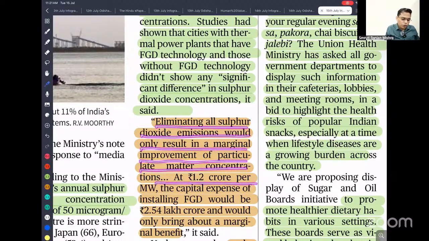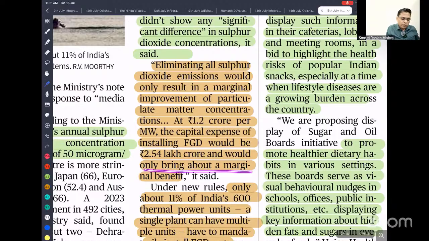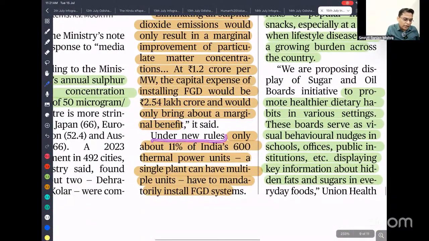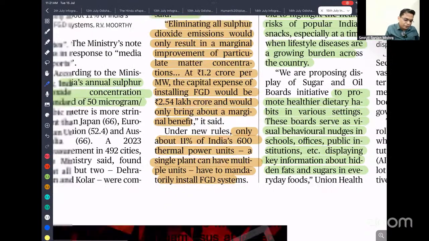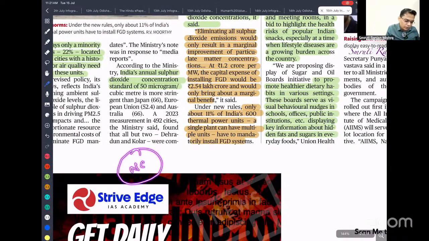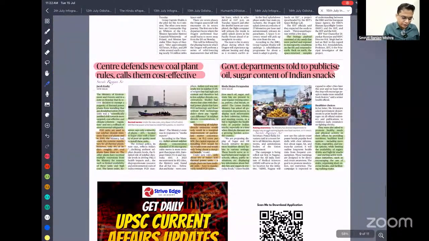At 1.2 crore per megawatt, it increases the cost price. If you install flue gas desulfurization, it will cost 2.54 lakh crore, only bringing marginal benefits. Under the new rule issued recently, only about 11% of India's 600 thermal power plants, where a single plant can have multiple units, have to mandatorily install flue gas desulfurization. Only thermal power plants located within a 10-kilometer radius of the national capital region, or of a city with a population of 1 million plus, have to install it, not all plants.